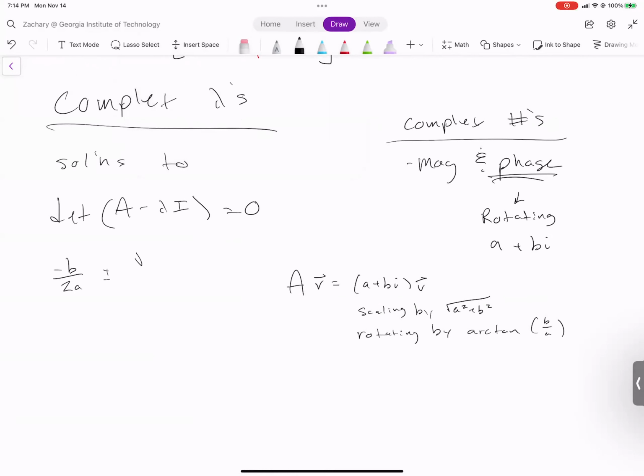2a plus or minus the square root of b squared minus 4ac all over 2a. Yeah, I know, but you got to know it. So that's how we find them. And then the process for finding eigenvalues and eigenvectors for complex numbers is exactly the same as for real numbers.